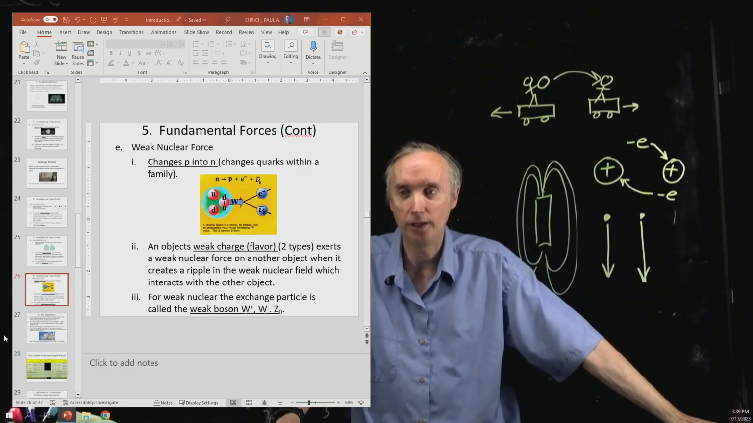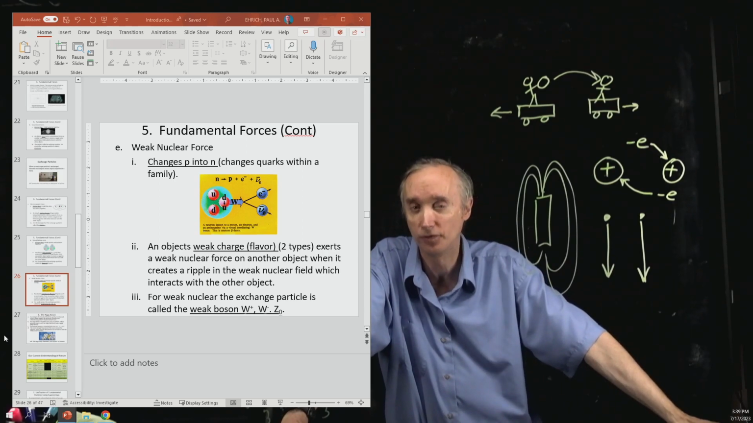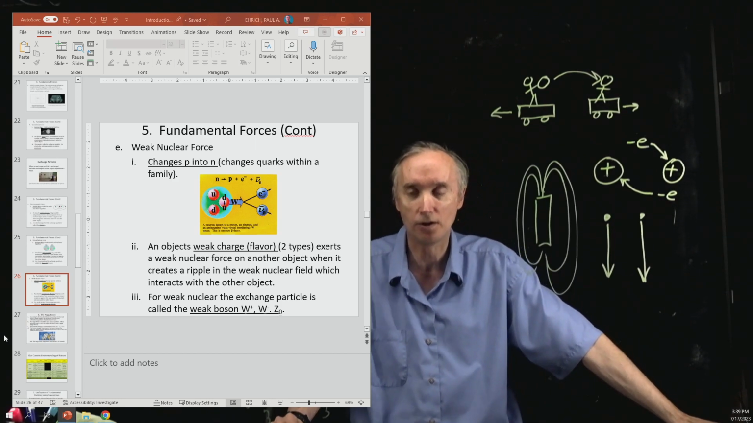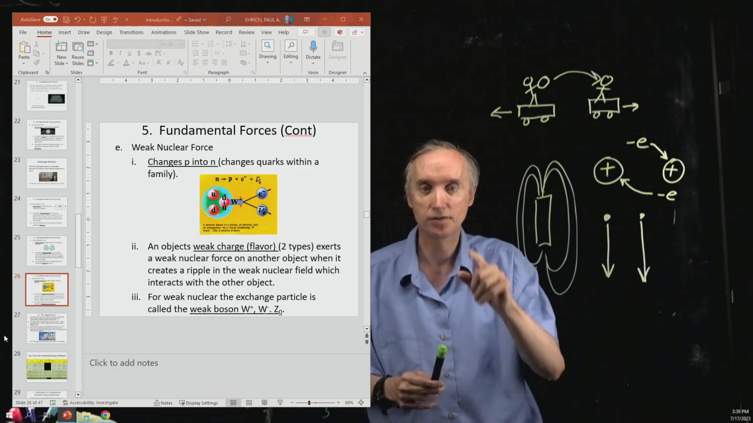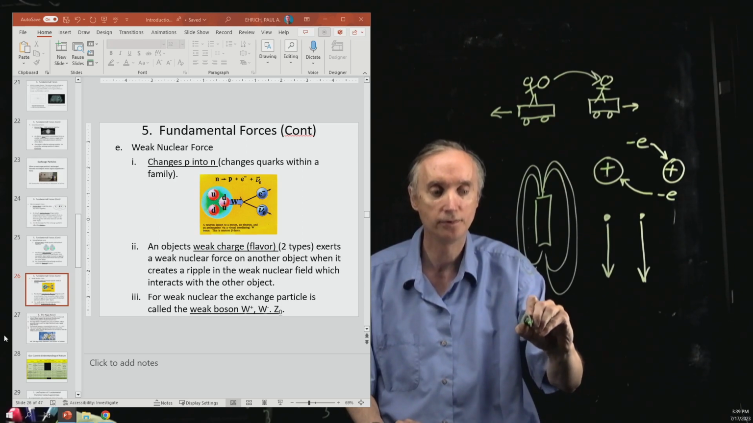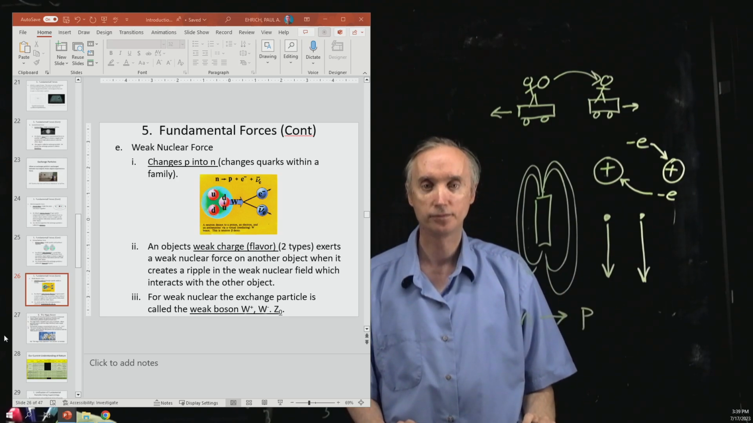Then you've got the weak nuclear force. This one is the strangest of the four fundamental forces. Its job is to change protons into neutrons. But if you recall, a proton was made of quarks. So in this picture here, you've got a neutron changing into a proton.